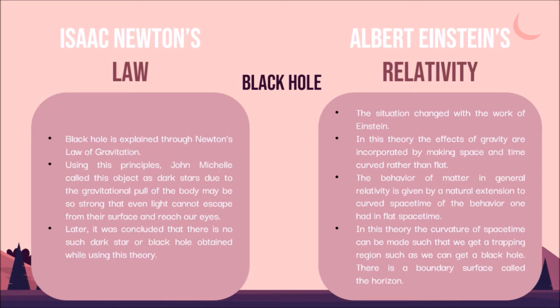The situation changed with the work of Einstein. In this theory, the effects of gravity are incorporated by making space and time curved rather than flat. The behavior of matter in general relativity is given by a natural extension to curved space-time of the behavior one had in flat space-time. In this theory, the curvature of space-time can be made such that we get a trapping region, such as a black hole. Also, there is a boundary surface called the horizon.